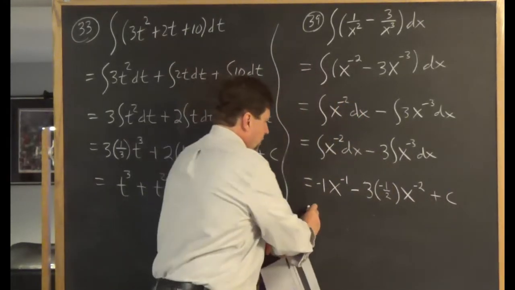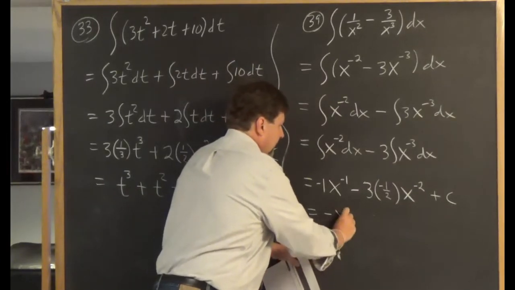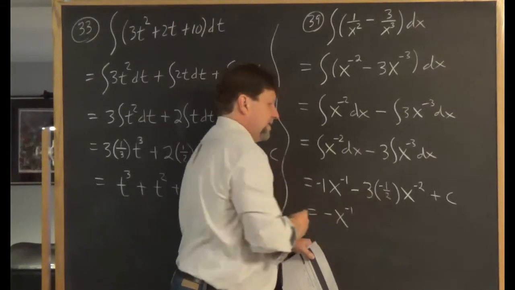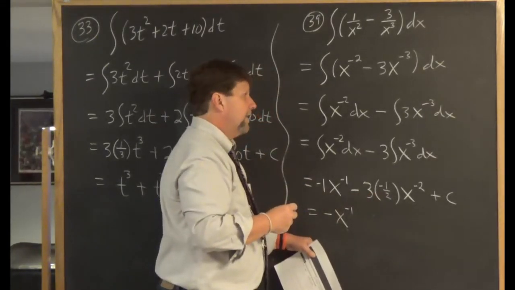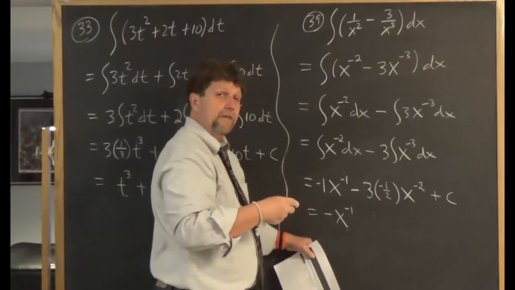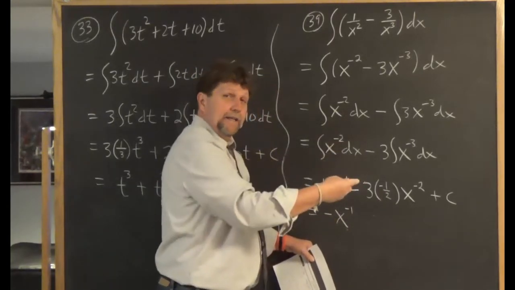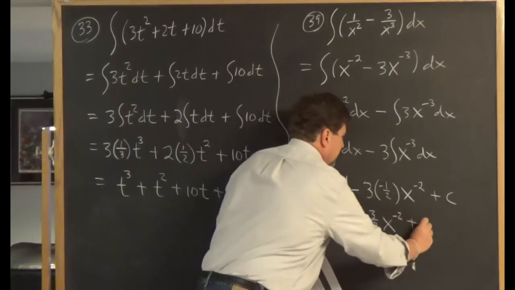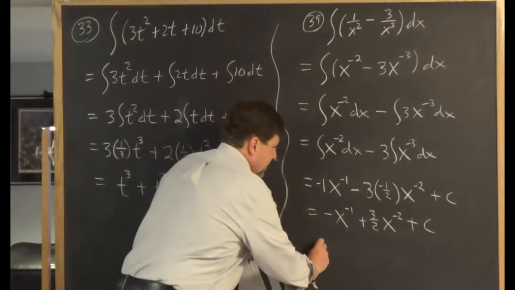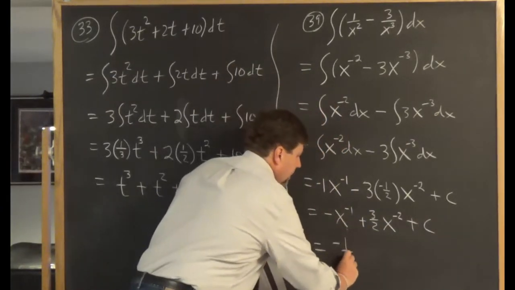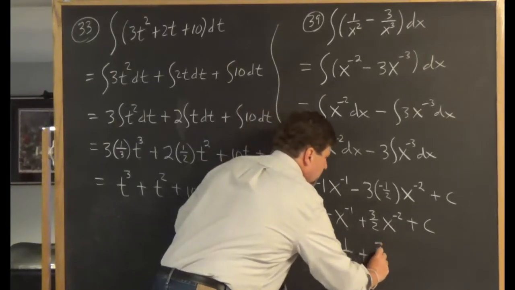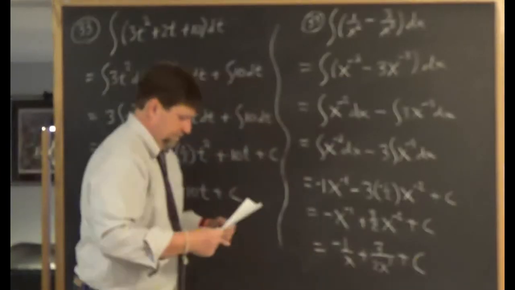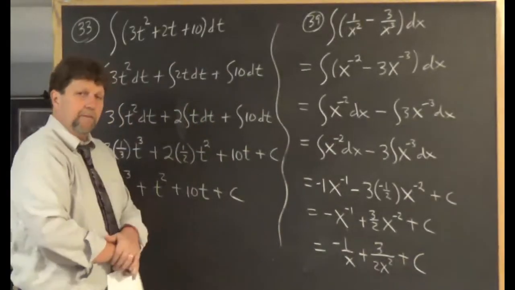And we could just rewrite this as -x to the -1st. And then, see, if I take the 3 times the -1/2, that gives me a -3/2. So minus a negative, that's a plus 3/2 x to the -2nd. And then if you wanted to get rid of the negative exponents, you would have -1 over x plus 3 over 2x squared plus c. And that's it for number 39.